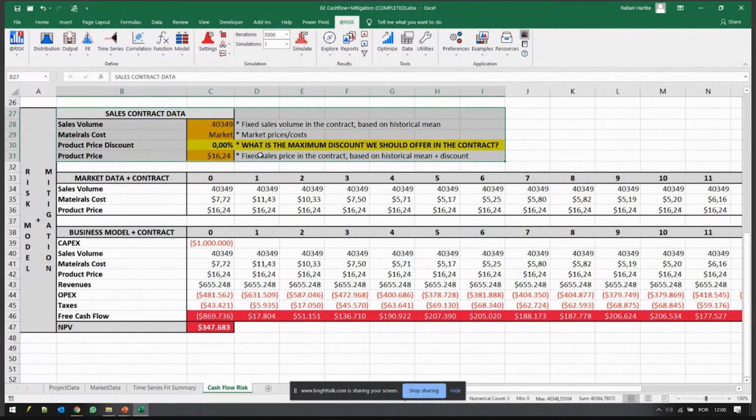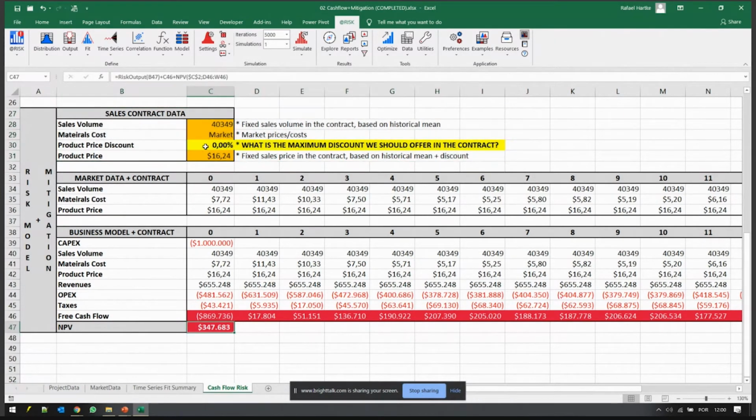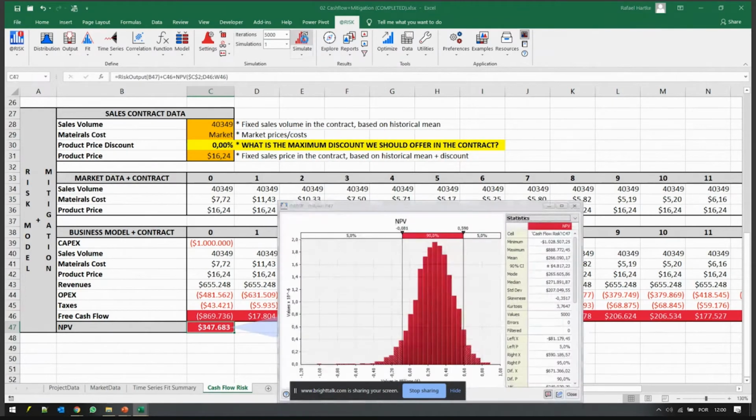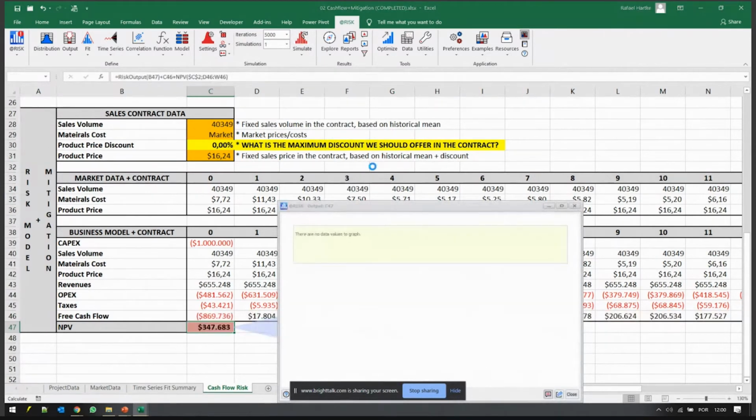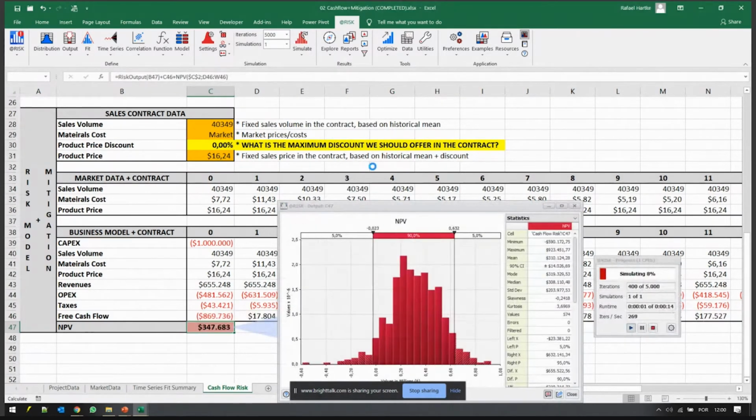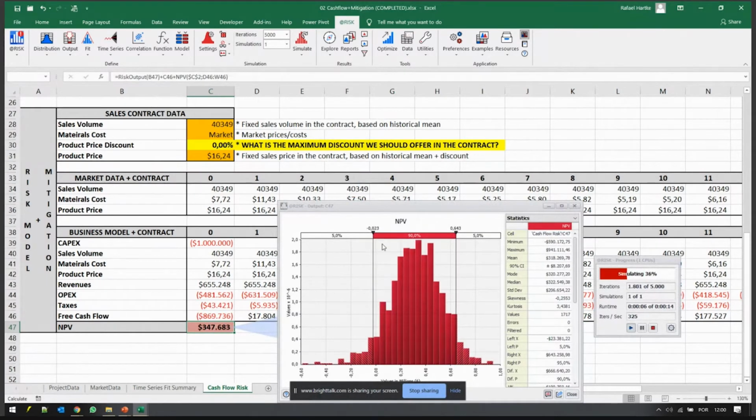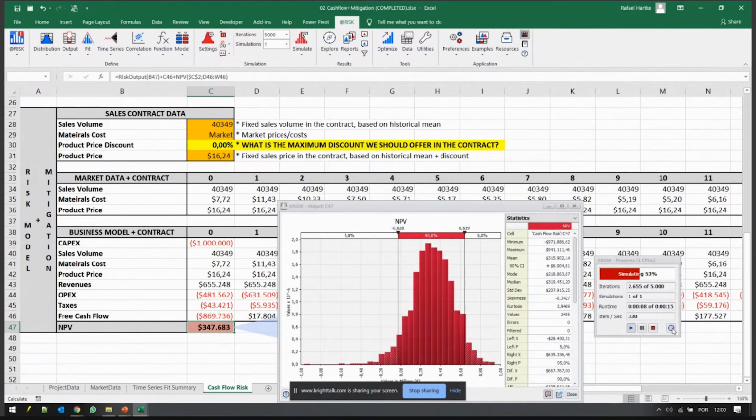Does this make sense to fix volumes and prices in terms of risk analysis? Well, at first it should make sense. If there is no discount at all, if I'm selling everything at the historical average, we can easily see what happens with the result here. The volatility of the NPV decreases. Therefore, the likelihood of negative NPVs, which is on the left tail, probably will decrease too. Let's see what happens here.